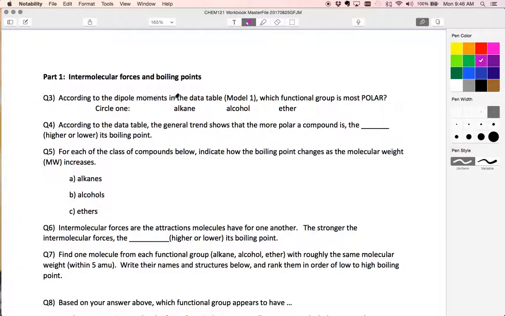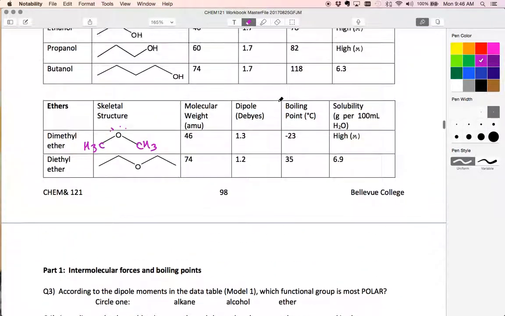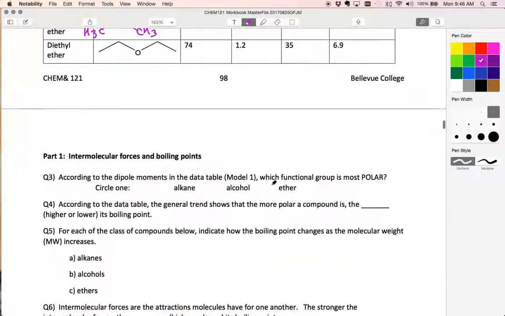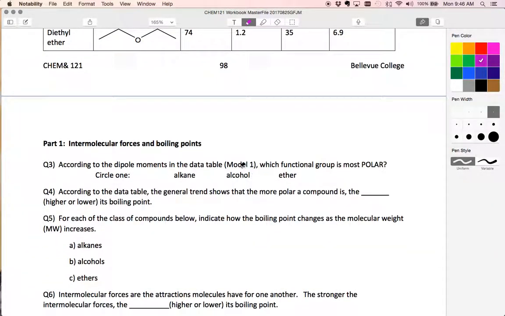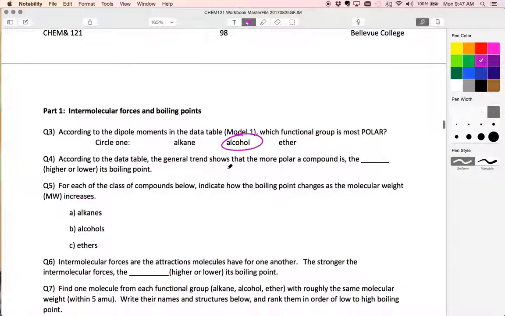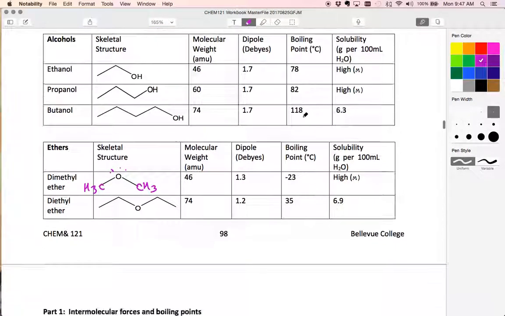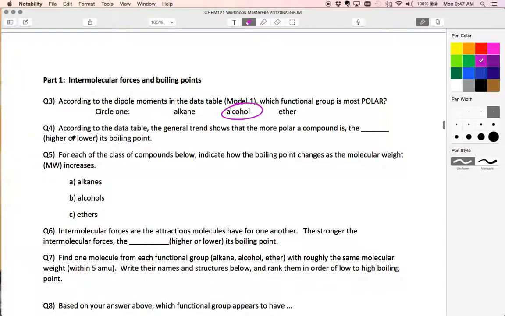So according to the dipole moments, which functional group is most polar? Well, we talked about how the dipoles here, the Debye units, they're greatest for the alcohols. And the more polar a compound is, it looks like their boiling point is also quite high. So it's going to result in a higher boiling point, the higher the polarity is.